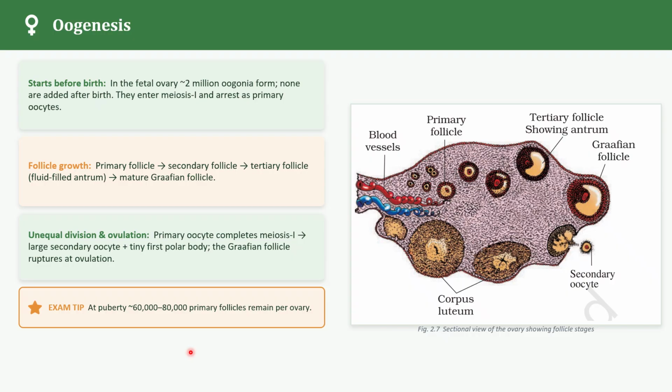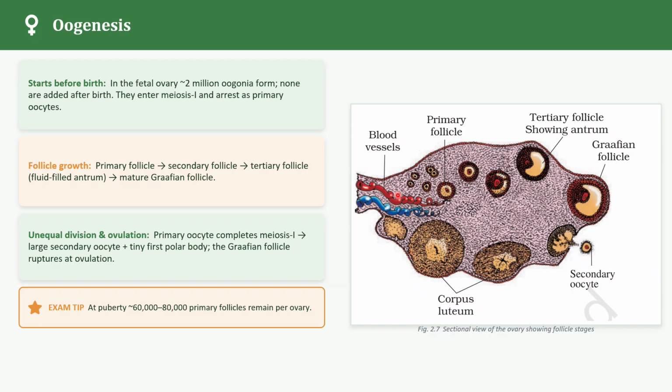So next we are going to see oogenesis. Oogenesis is the process of formation of the female gamete, that is the ovum, in the ovaries. So these are the stages of oogenesis. Before birth, millions of oogonia are formed. They become primary oocytes, you can see in this diagram here, and remain arrested in prophase 1.